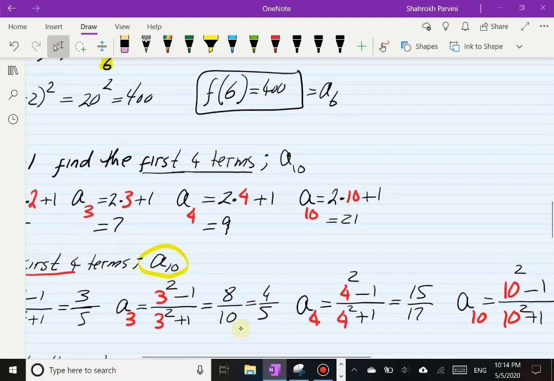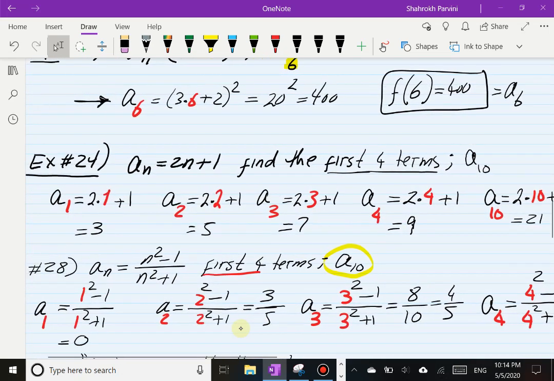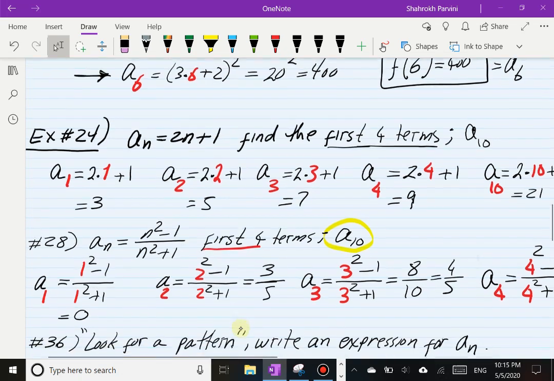Alrighty, and that's all. We're done with this exercise. So again, once we are given a function, it's pretty simple. Just a matter of plugging in for n and doing the arithmetic. Now, what if we were given a sequence and we were to find the function for it? And that's what we want to look at next.